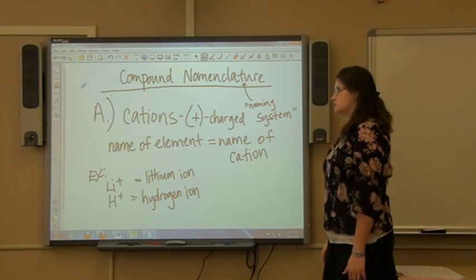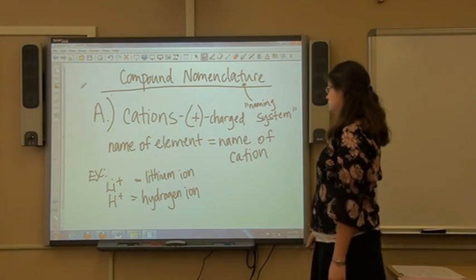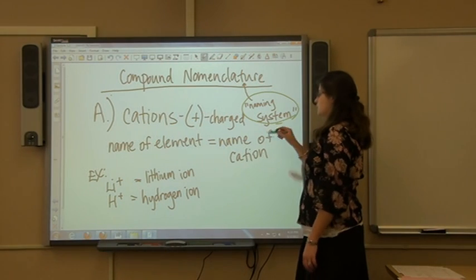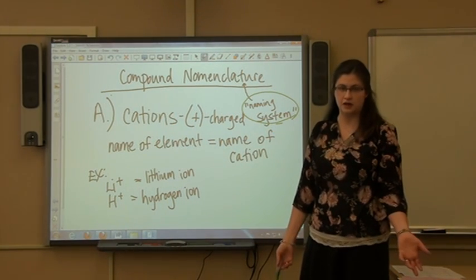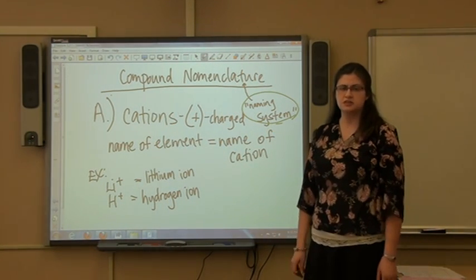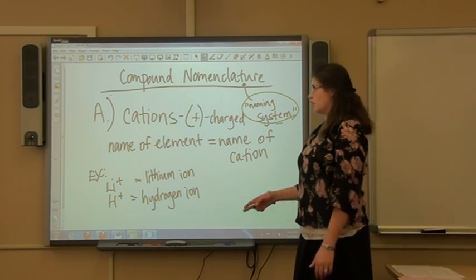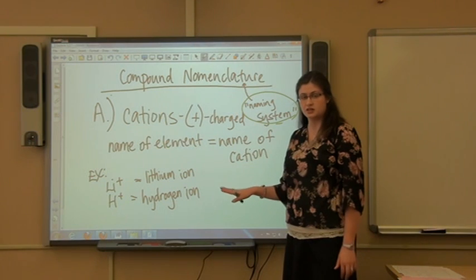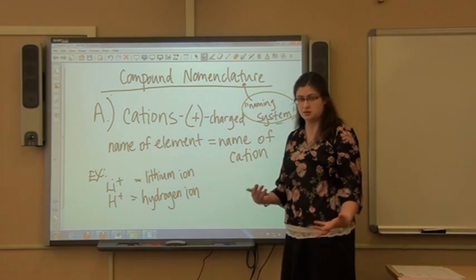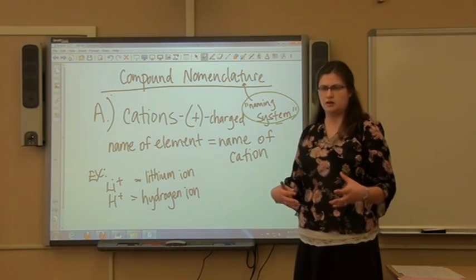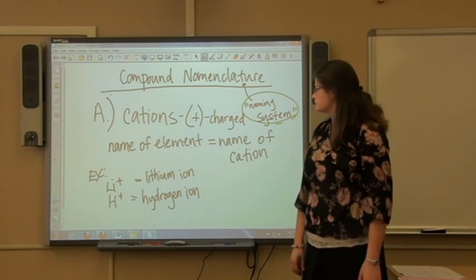So chemists have determined this compound nomenclature, which is basically a naming system for all the different types of compounds that are out there. Each different type of compound has its own set of rules for naming. So I have a separate slide for each of those and examples to follow so that we can practice getting a hang of the different sets of rules.